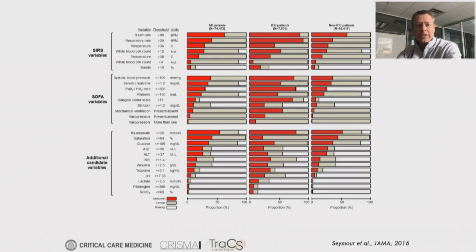The red bars here, moving from left to right, are proportions. One column is all patients, the center column is ICU patients, and the right-hand column is ward patients. Red bars correspond to the proportion of patients that might have a variable that's abnormal, such as heart rate in the top row. The tan bar corresponds to the patient who has the variable measured, but it was normal. And the white proportions, these are just stacked bar charts, are those in which the variable was missing.